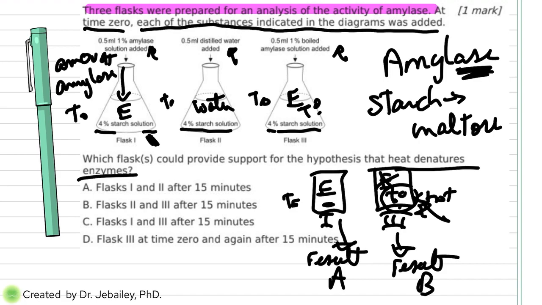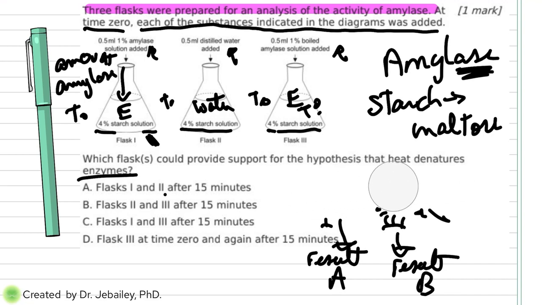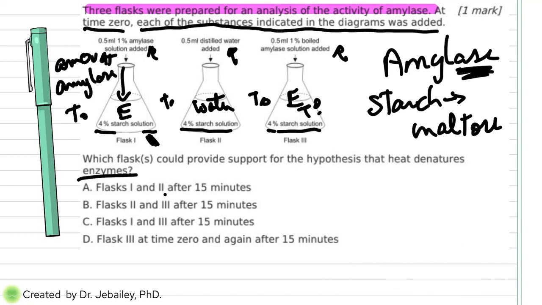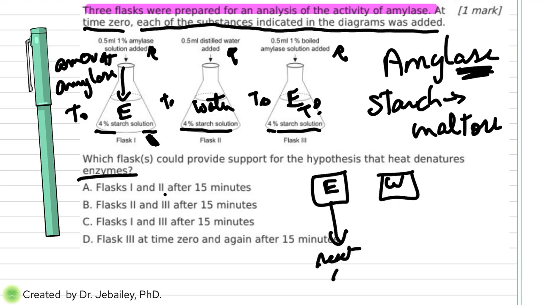So the options here, is it 1 and 2 after 15 minutes? No. Let me show you why it could not be 1 and 2. Because if I use the flask that has only the enzyme and the other flask has only water, after 15 minutes, it will give me result A, and this one will give me result B, right? But this is without enzyme, so where's the reaction? We can't prove anything. You can't prove that heat kills the enzyme because there's not even an enzyme here. So 2 is out of the question completely.